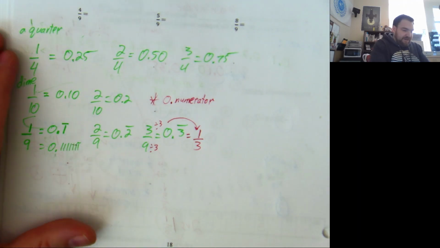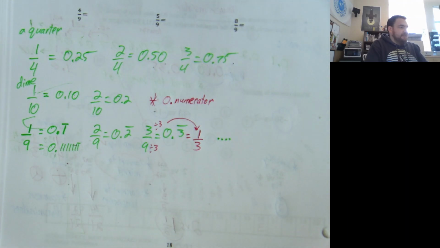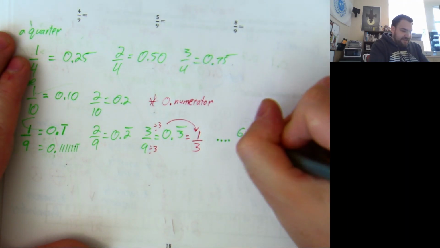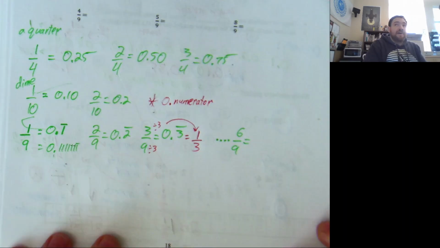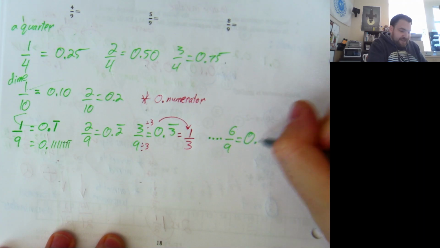I'm going to leave the 4/9 and 5/9. Those are the same as what we've seen before. I'm going to jump straight to the 6/9. 6/9 is going to be the numerator repeating every time for the ninths. So 6/9 is 0.6 repeating. So it's a line above it. 0.6 repeating.